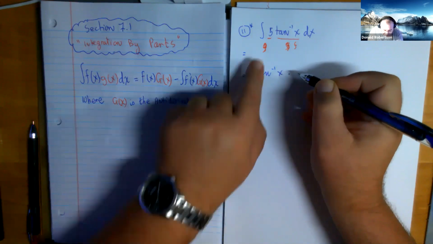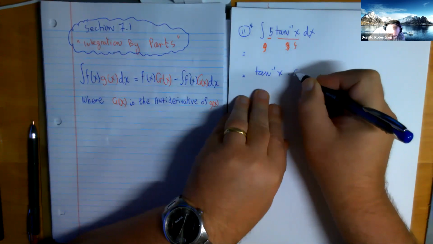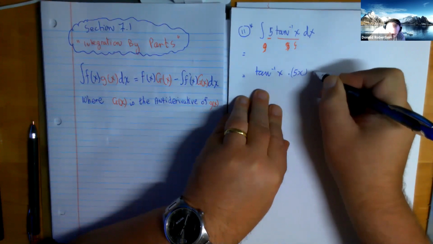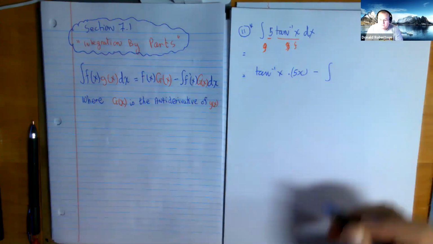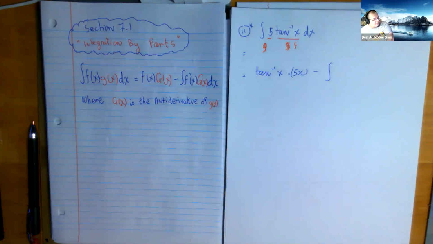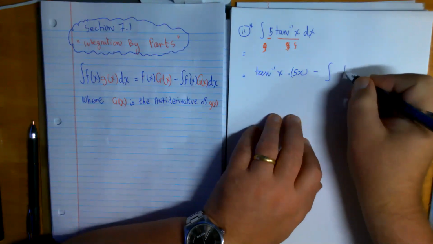And G is going to be the integral of 5, which is what? Just basically 5x. Take away. We do know how to differentiate the inverse tan. You may be a bit rusty on it, but it does exist. Can anybody remember what the derivative of an inverse tan is? 1 over 1 plus x squared. That's the guy.